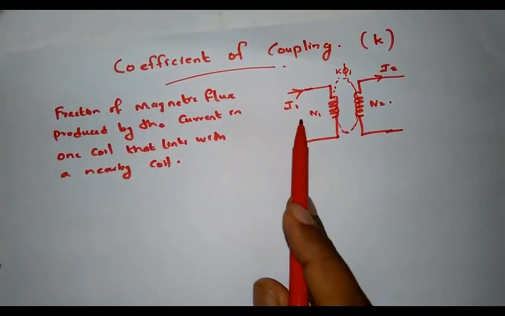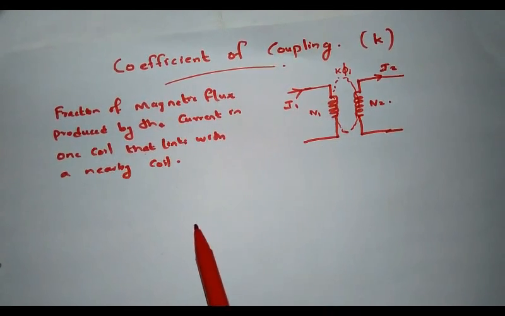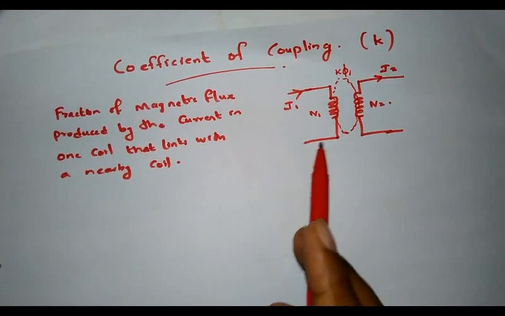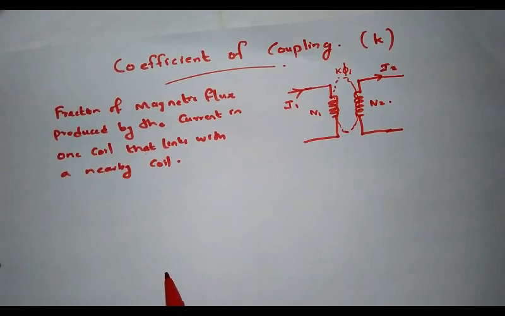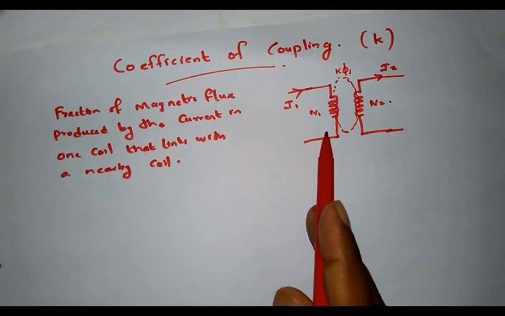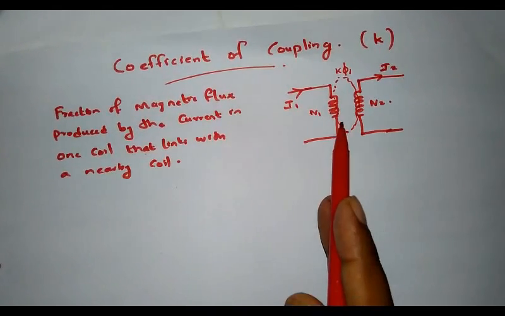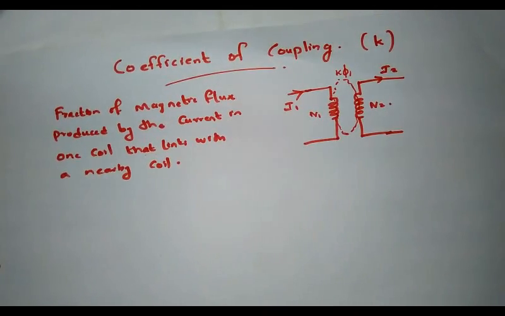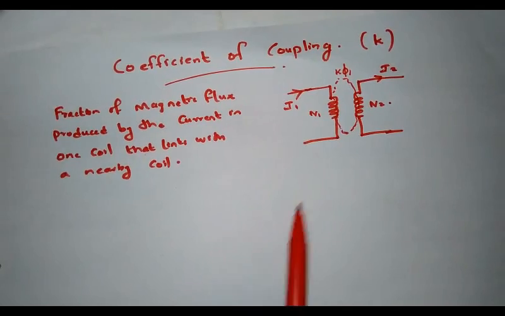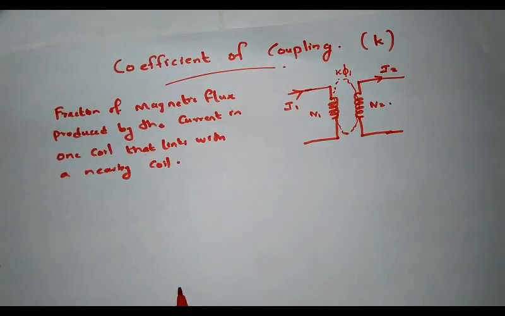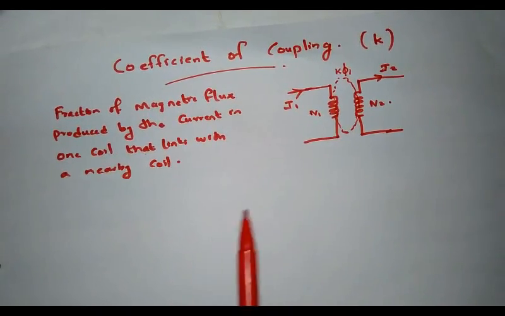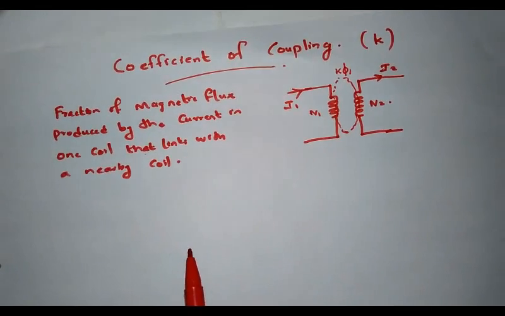So current I1 flows through the first coil of N1 turns, and phi1 is the flux generated in the first coil. This fraction of phi1, that is K times phi1, links with the second coil N2. At that time, we represent K as the coefficient of coupling between the two coils.